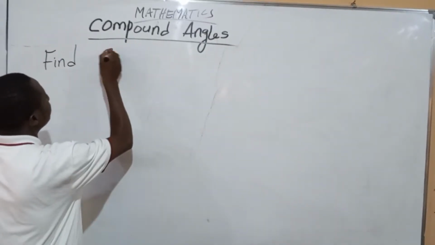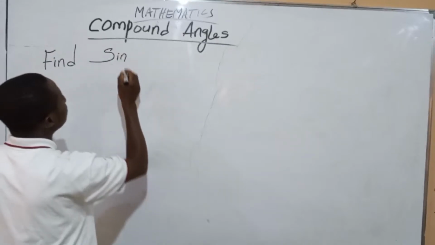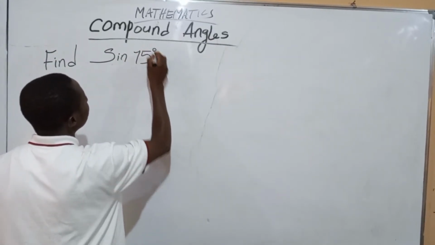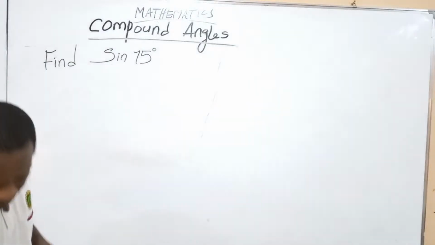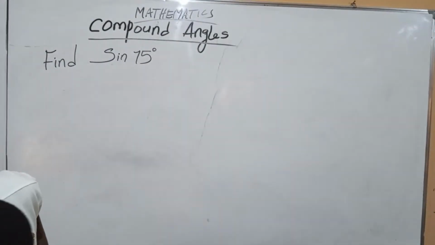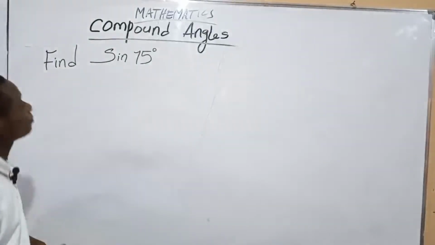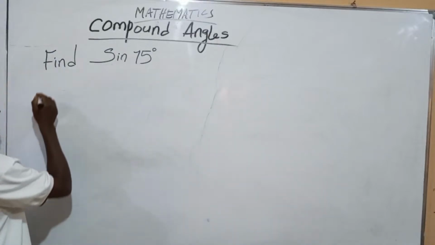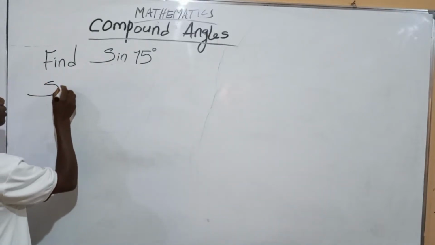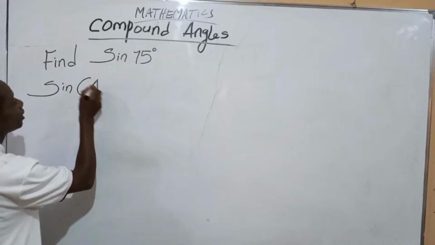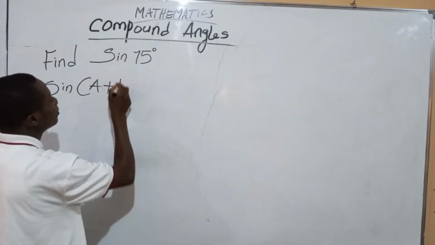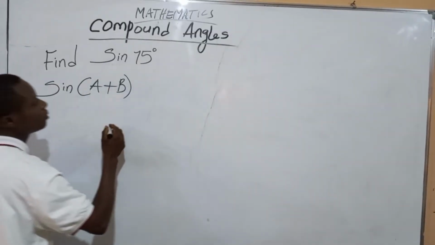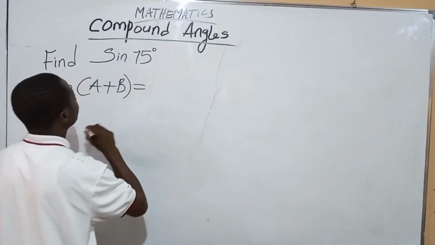We are using compound angles. Find sine 75 degrees. So how do we find sine 75 degrees? Remember, we are using compound angles. We are already aware of this particular formula, sine A plus B. We are going to use this formula because we are going to use the addition formula.